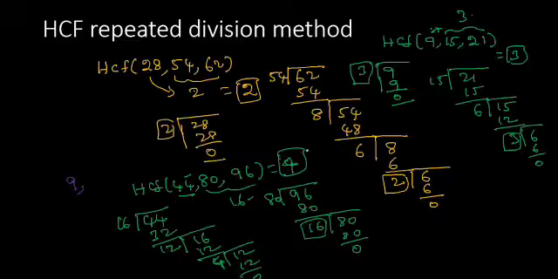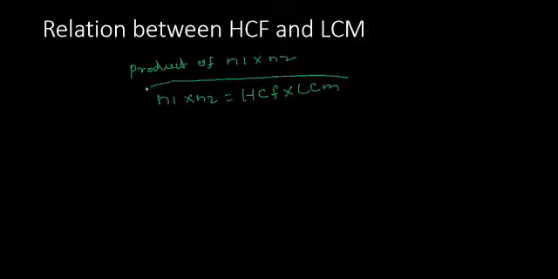So, that is the way of finding the HCF. It is called the repeated division method. So, we will go for the next one. The relationship between HCF and LCM: the product of two numbers N1 and N2, N1 into N2, is equal to HCF into LCM.